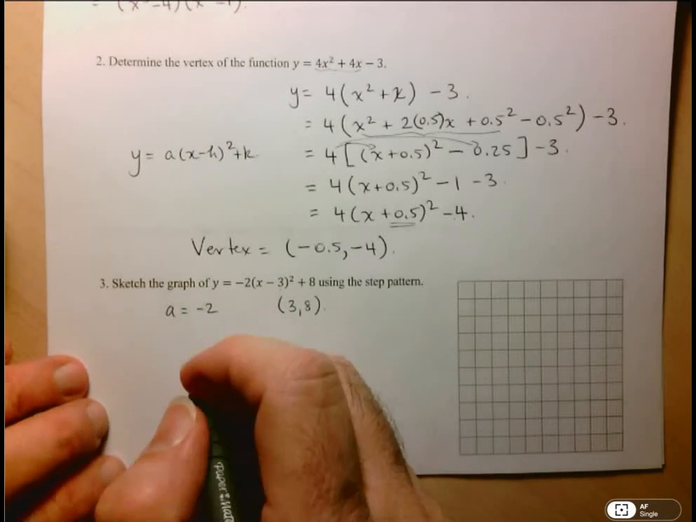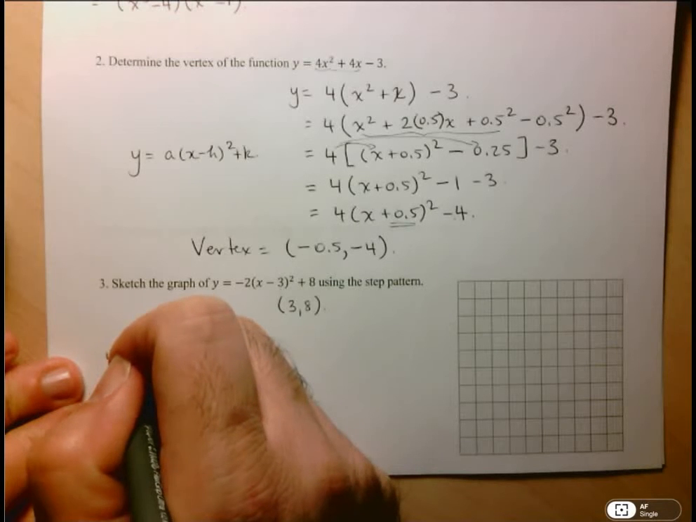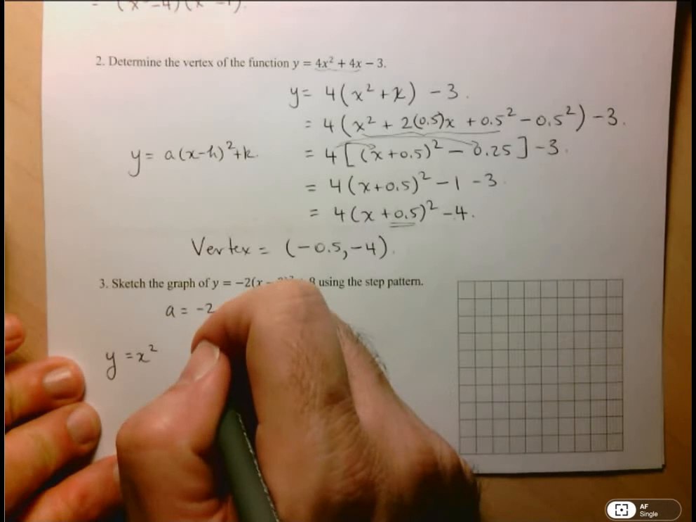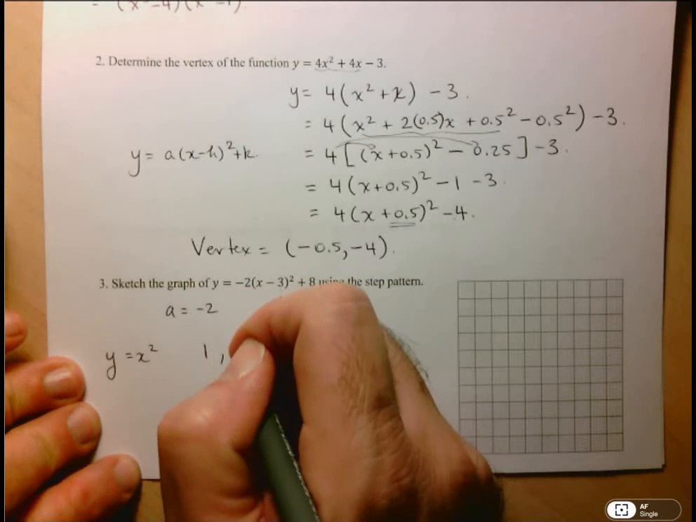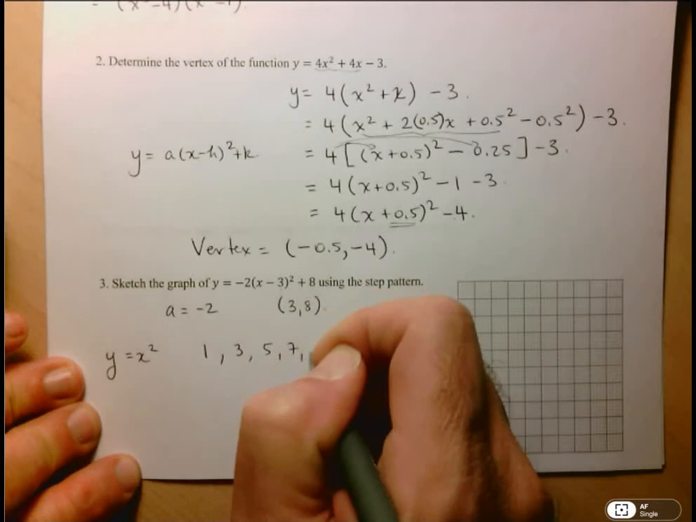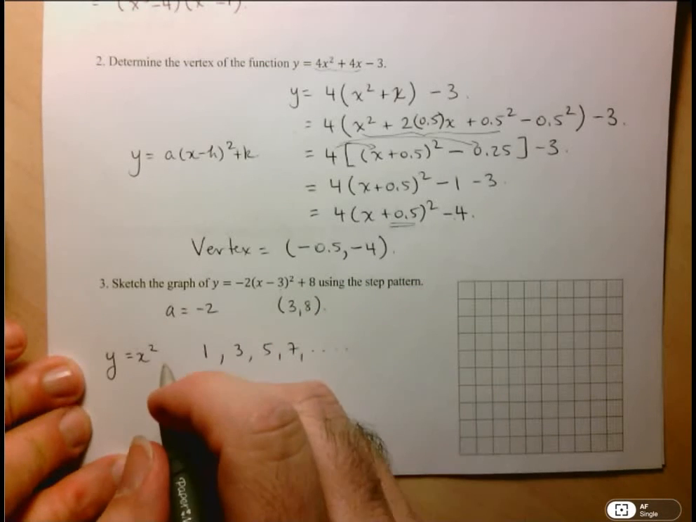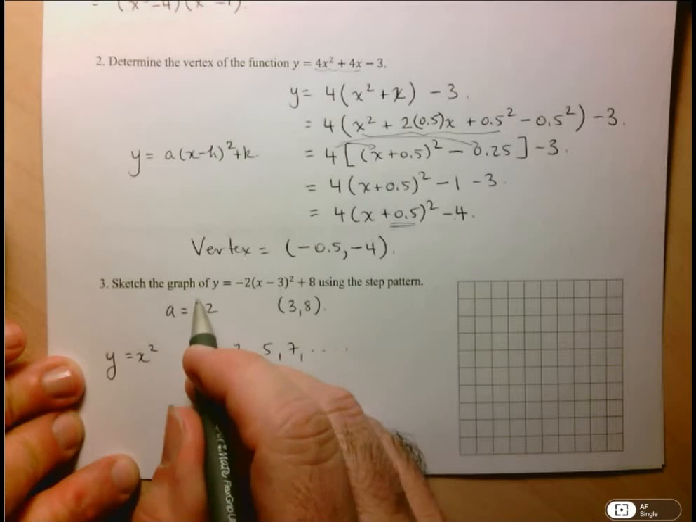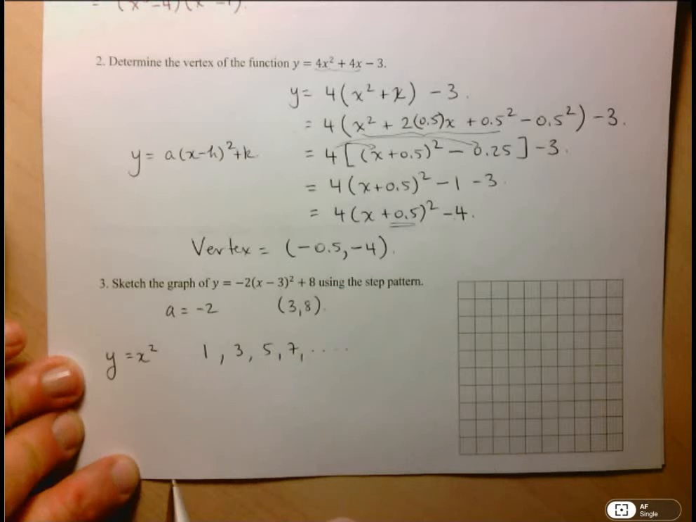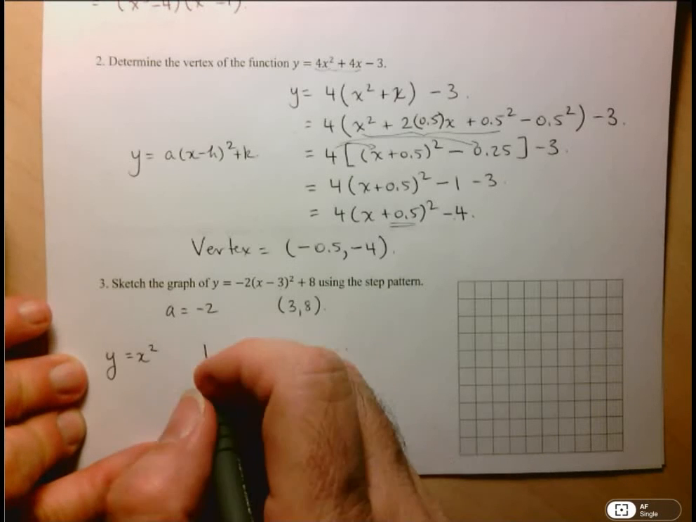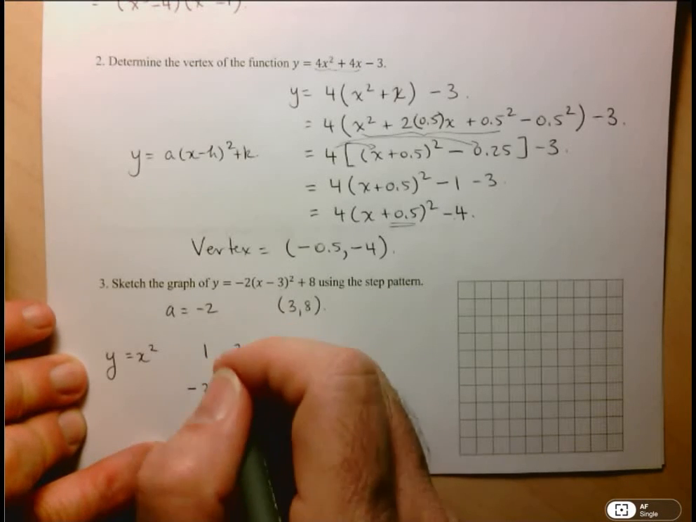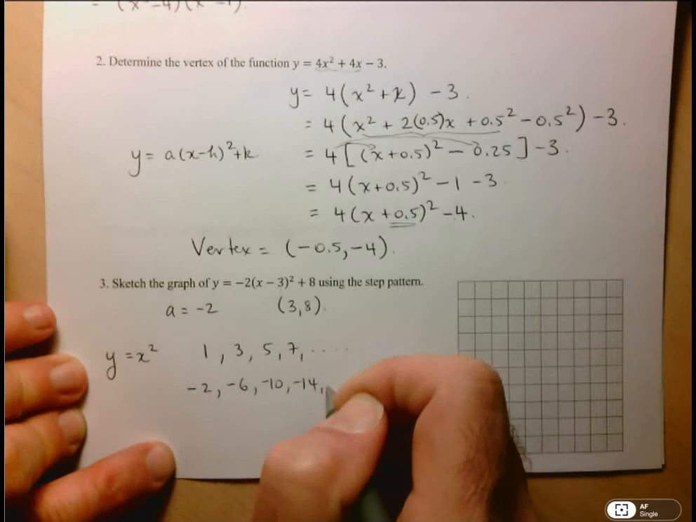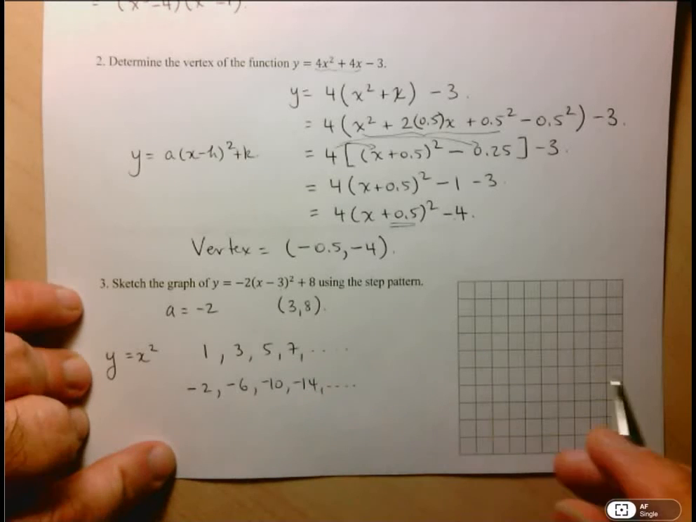Okay, so the idea with the step pattern is that starting from the vertex, y equals x squared grows in this fashion. So as I move up by 1, first the y values go up by 1, then they go up by 3, and then 5, and then 7, and so forth. Okay, so in this case here, in order to get the step pattern for my function, I just have to multiply the a value by each of these terms in the sequence. So the step pattern for this graph will be negative 2 times 1, so negative 2, negative 2 times 3, negative 6, negative 10, negative 14, and so on. Okay, you probably won't be using all these numbers.